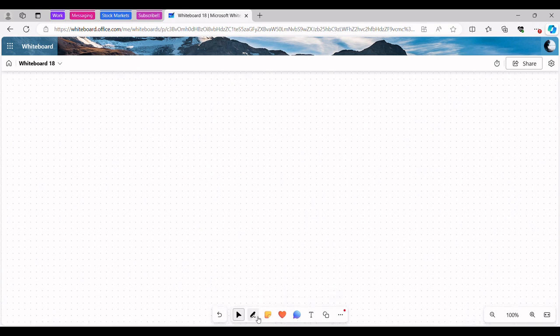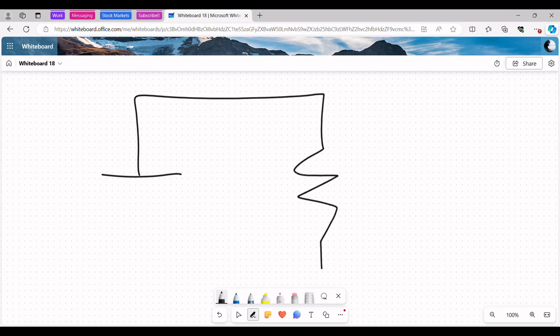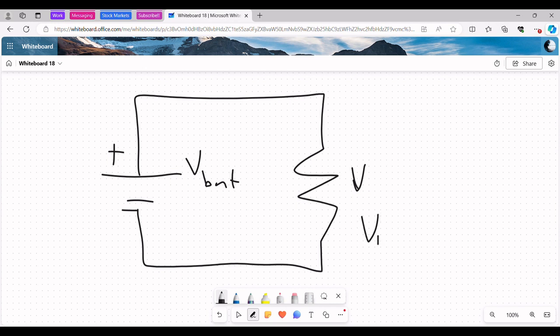Now let's talk about the loop rule. The loop rule says that if we have a circuit like this, then the voltage of the battery, which we'll call V battery, has to equal the voltage drop through the resistor. Or basically, the sum of voltages in a closed loop is always 0. How this works is V battery minus V1 equals 0.